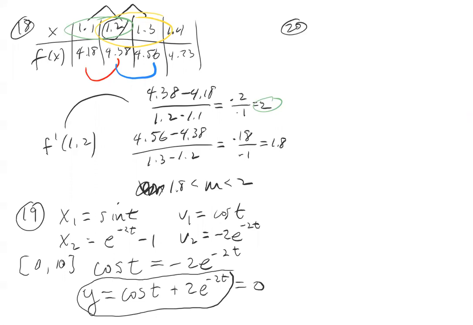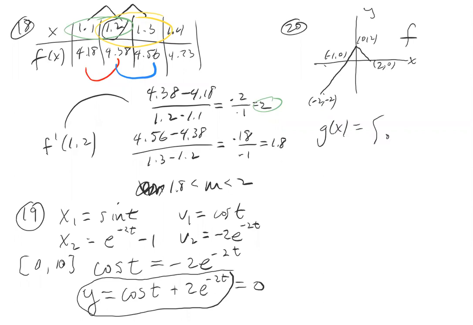Number 20. Okay, they give you a graph. So this is like a graph problem. We should be good at this. They give you some points: 0, 2, 2, 0, -1, 0, and -2, -2. This is the graph of f. G of x is equal to the integral from 0 to x. See, we're not surprised by that. We've been seeing this a lot. They're asking you, what is g of -1?